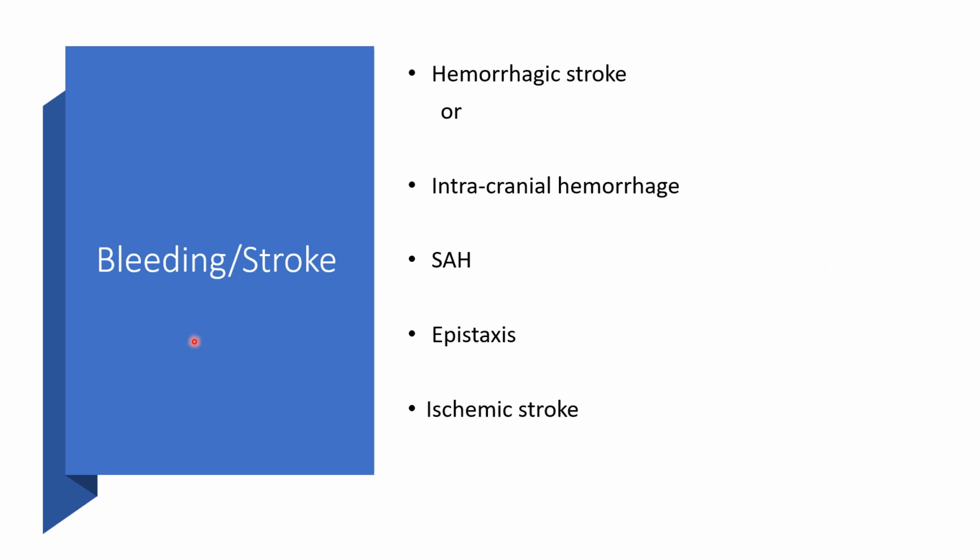Now, bleeding or stroke as part of complications of hypertension. So there may be hemorrhagic stroke or intracranial hemorrhage, on account of which we'll need the services of a neurosurgeon for decompression. There may be subarachnoid hemorrhage with the presentation of saying, no, this is the worst headache of my life. There may be epistaxis, and of course, ischemic stroke.